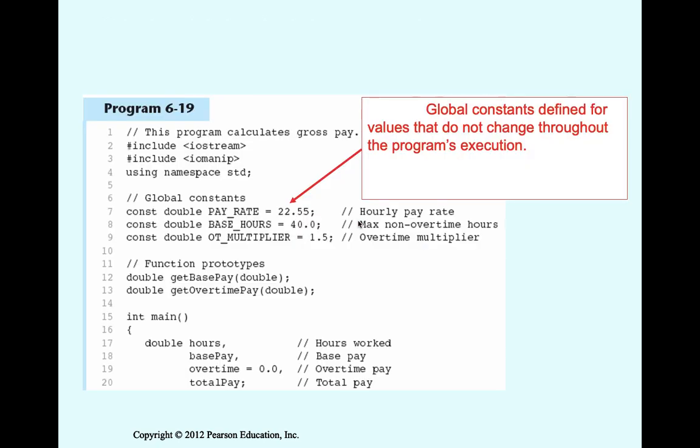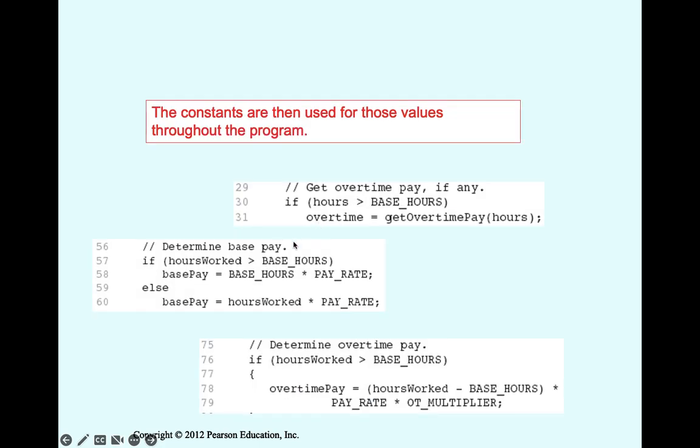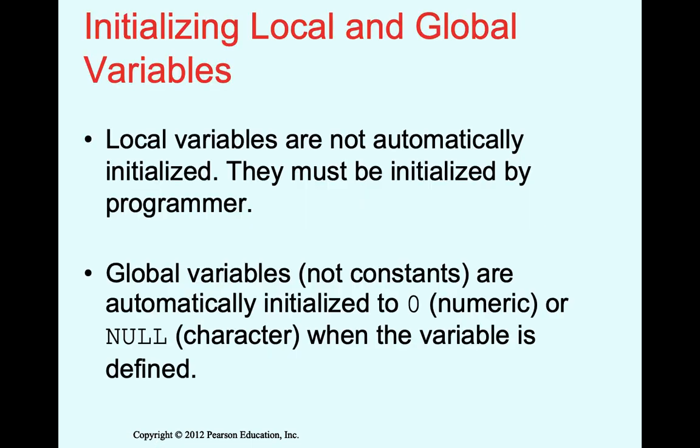It's good to use. For example, in this example, we use constant double pay rate, constant double base hours, constant double overtime multiplier. So these constants are visible by all functions, and it's fine because they are constant, so no function can change their value. We can use them here, here, and here in different functions of the code.